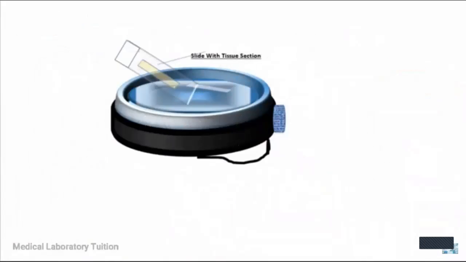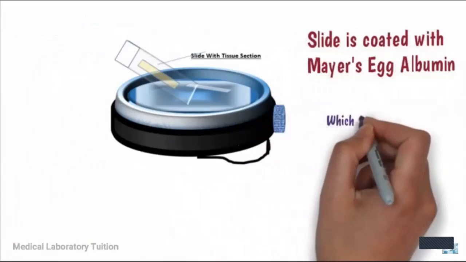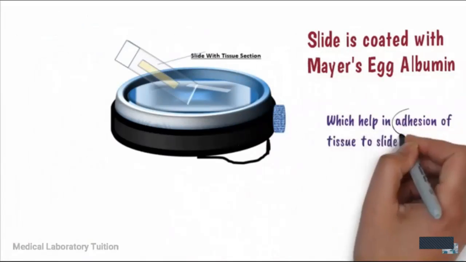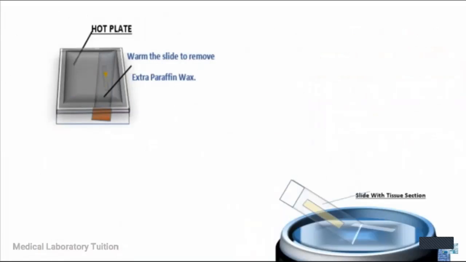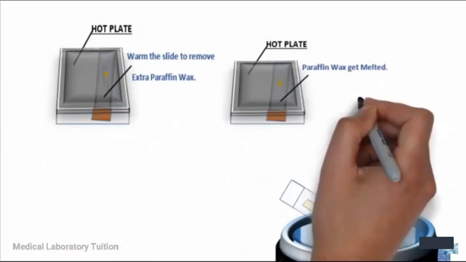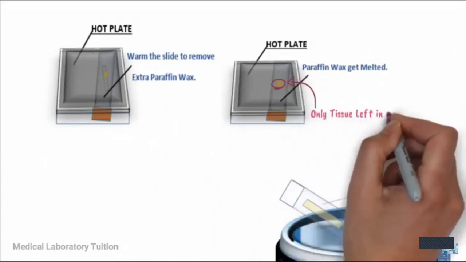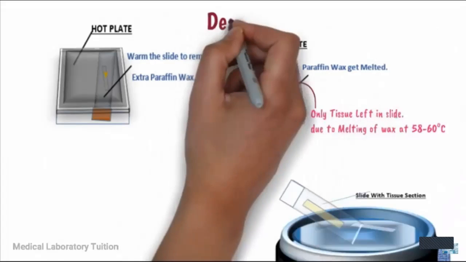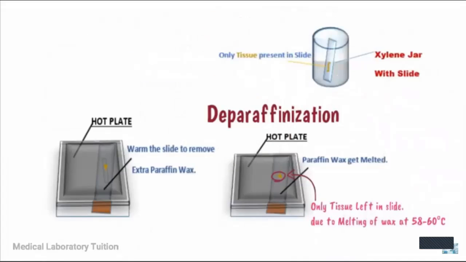Now with the help of a slide, we pick up the floating tissue. This slide is coated with Mayer's egg albumin, which makes the section adhere to the slide. The section of tissue has paraffin around it, so slightly warm the slide so that only the tissue sticks to the slide while the paraffin wax melts. This is called deparaffinization, removing of paraffin. Now finally dip the slide in a xylene jar because paraffin dissolves in xylene, so it completely removes paraffin from the slide.